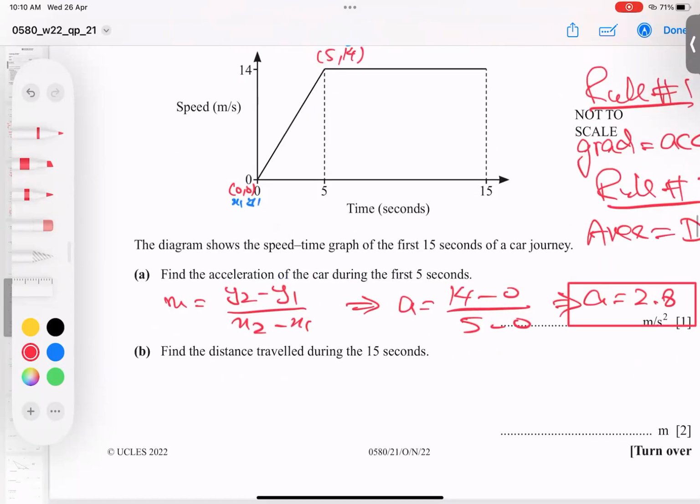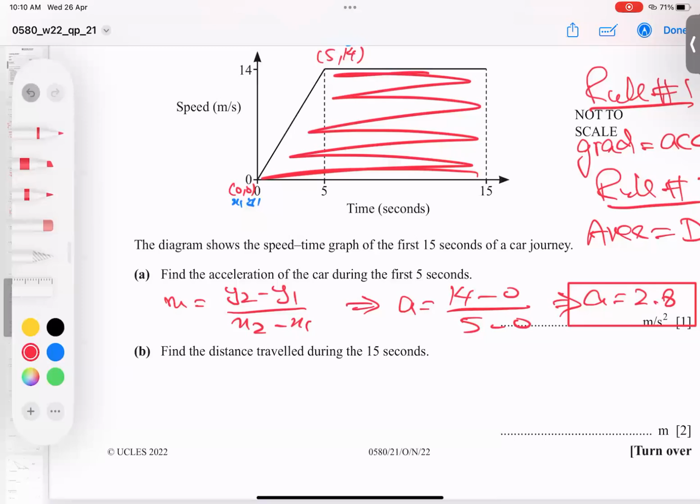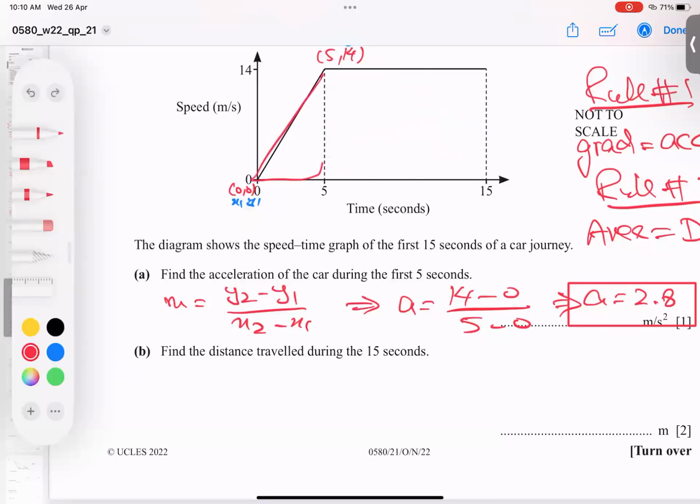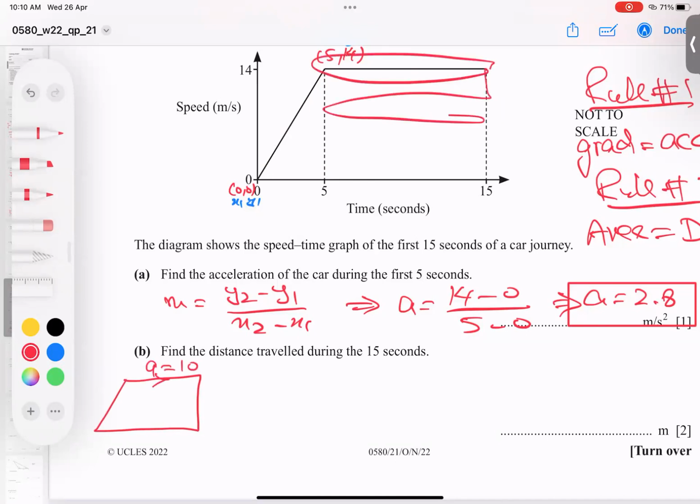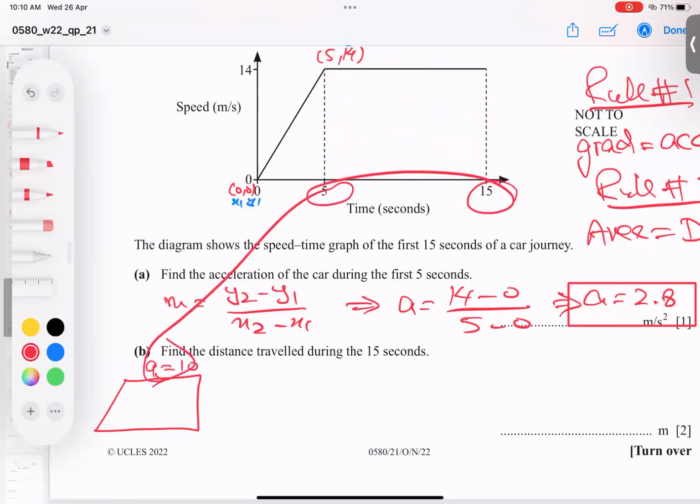The next part is asking us to find out the distance traveled in the first 15. It means we are looking for the whole area of the trapezium. We have 2 techniques: area of the triangle and rectangle, or area of the whole trapezium. Better to learn the trapezium concept. This is called A, and which is 10. How 10? Because this gap equals this gap, this gap, this gap. So from 15 subtract 5, I got 10.